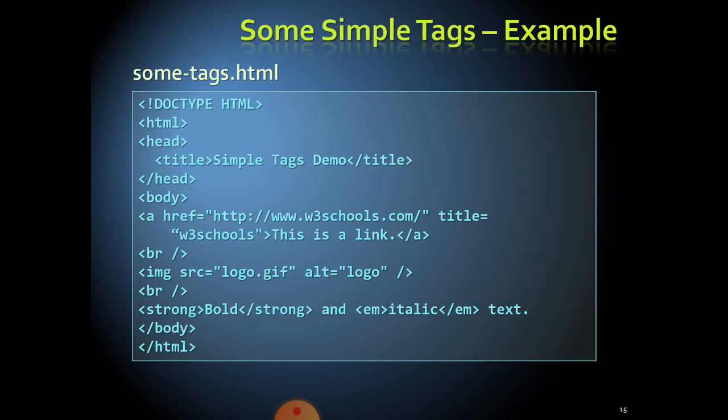I am linking to http w3schools.com, a page from W3Schools. For that I am giving the title as W3Schools, and I also want to insert one logo from a source. From the source I want to insert a logo.gif file, and I also want to keep the text bold. Here I am closing the body tag and also the HTML.